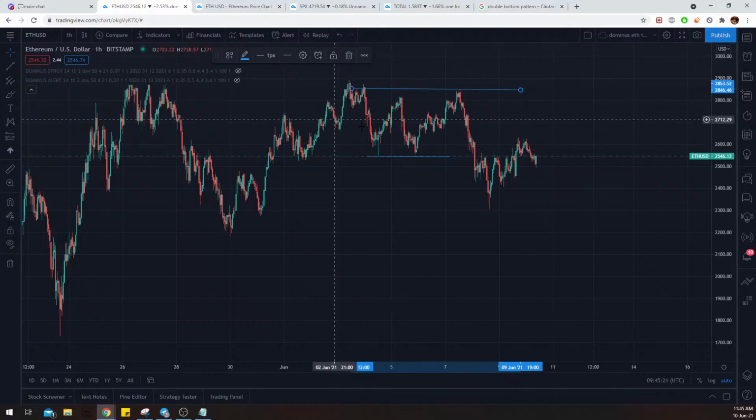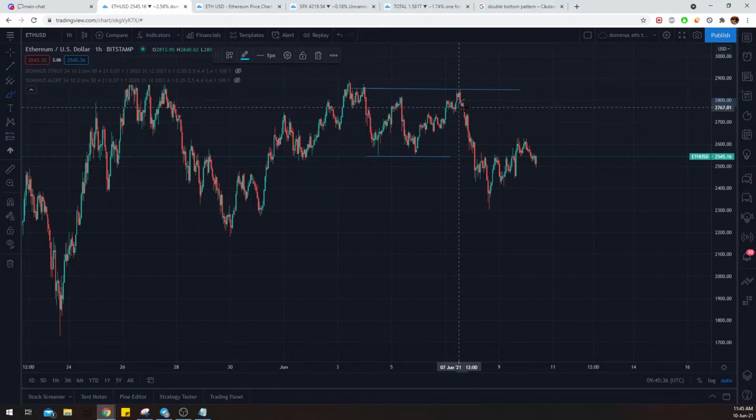So in this case, you can see the same example. We have a double bottom and we have the higher highs connected. And you can see in this case, this candle was not able to overpass the previous high. And because it was not able to overpass and it started to go down, this one here could have indicated you a good selling point.